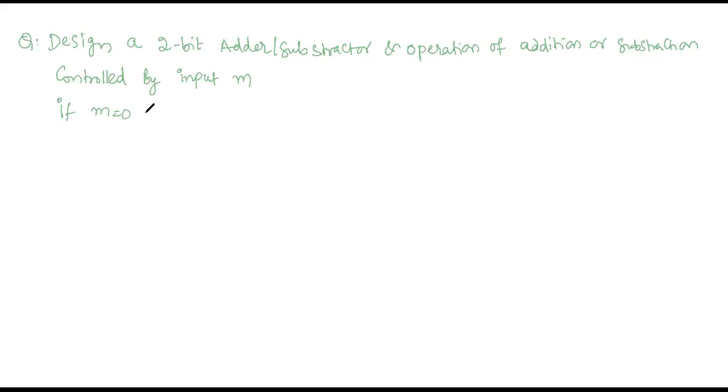If M is equal to 0, it performs addition. If M is equal to 1, it performs subtraction. The same circuit should act as adder and subtractor. Whatever may be the question, you have to go with the steps only. Okay.